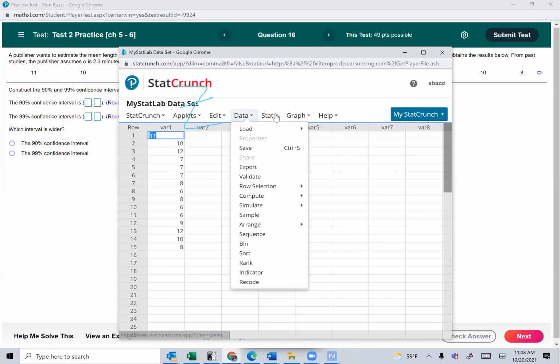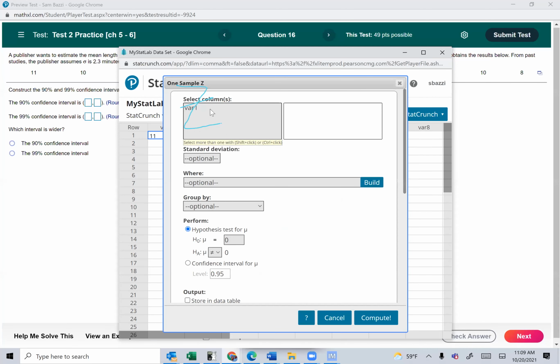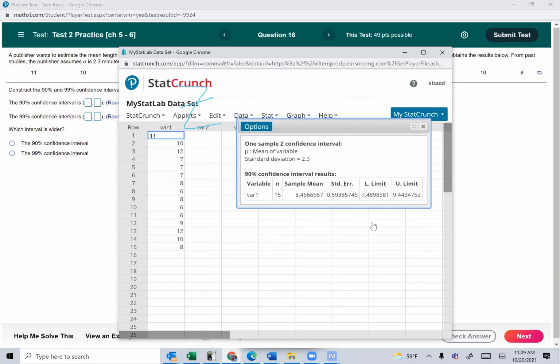Okay, here's the data. You go to Stat. Since we know sigma is given, it's a Z statistic, guys. Z, one sample, with data. He gave us the data. It's in variable one. He gave us the standard deviation, which was 2.3, so you just put it right here. And what's the confidence level he wants? 90%, right here, 0.90. Look, guys, there's the confidence interval: 7.4898, 9.44. That's the first one.